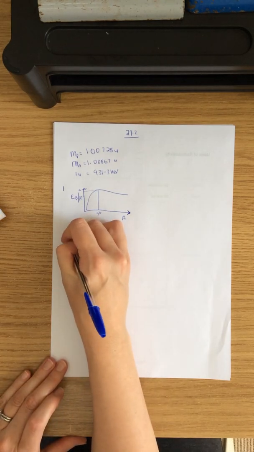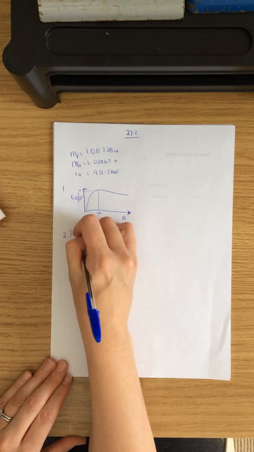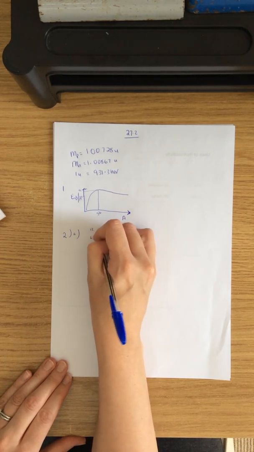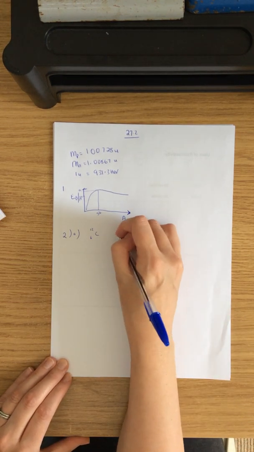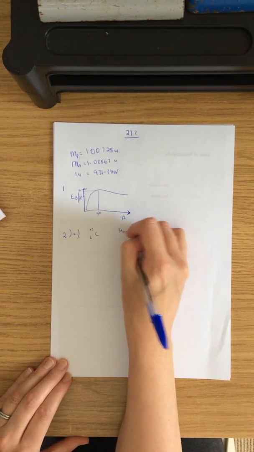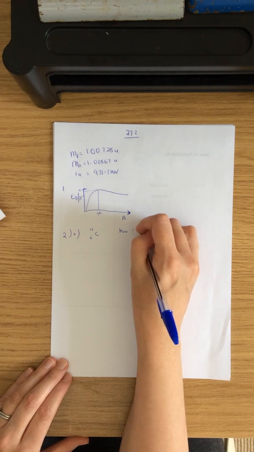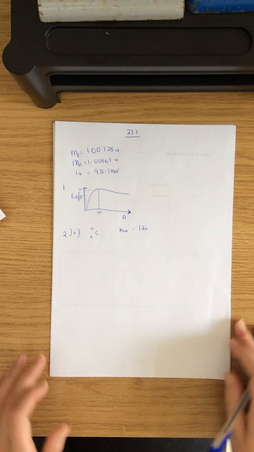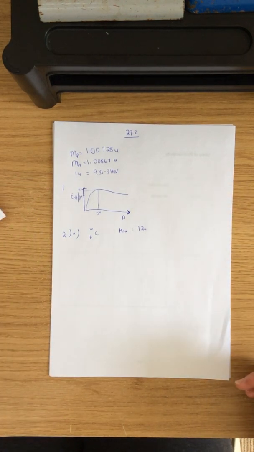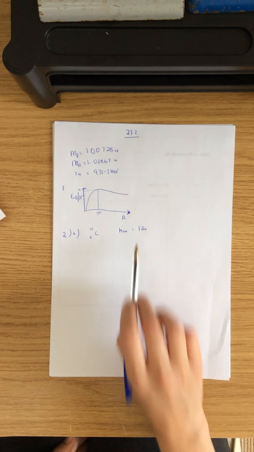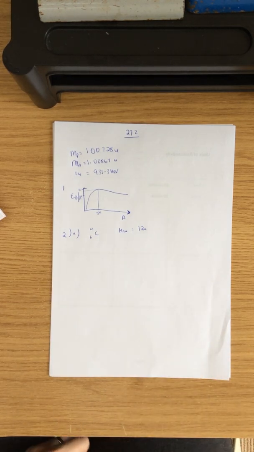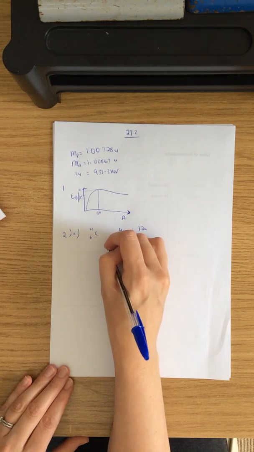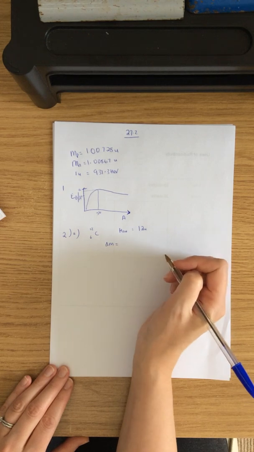Question 2. Calculate the binding energy per nucleon of carbon-12. It gives you that the mass of the carbon is 12 U. The reason it's spot on is because the mass of carbon is used to define U, so that's why it is dead on 12, and then all the others come from that.